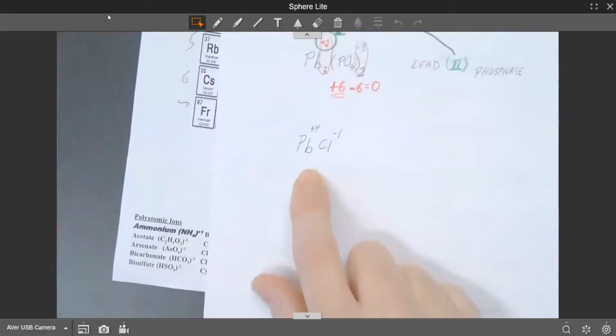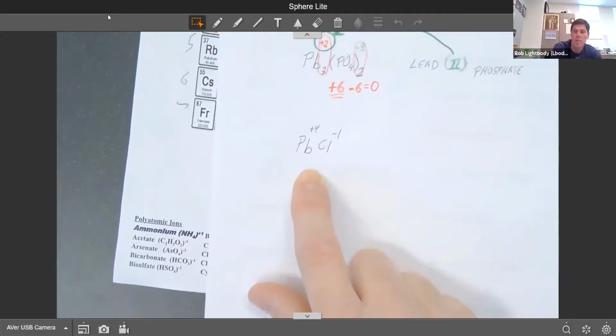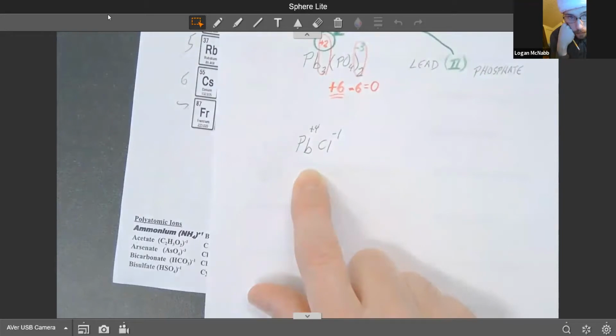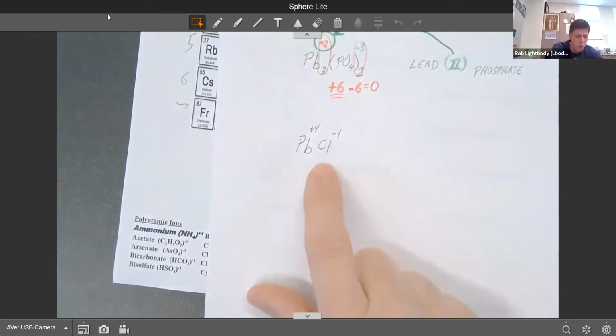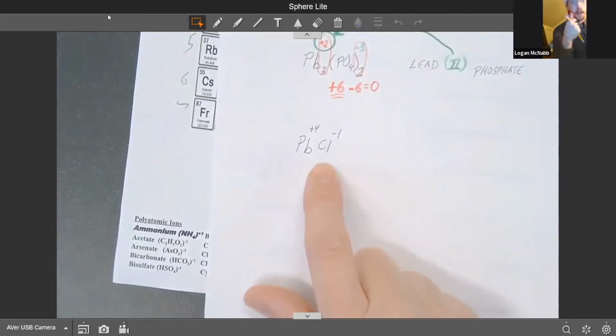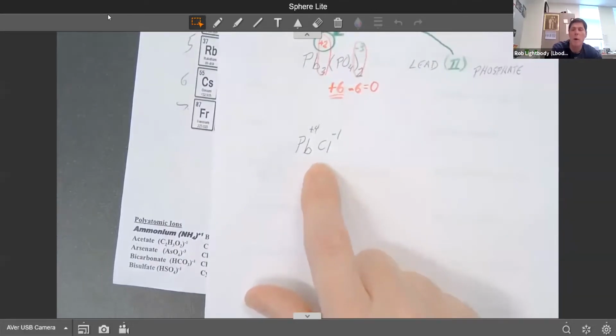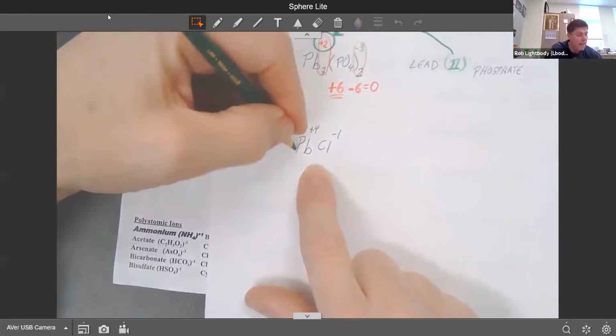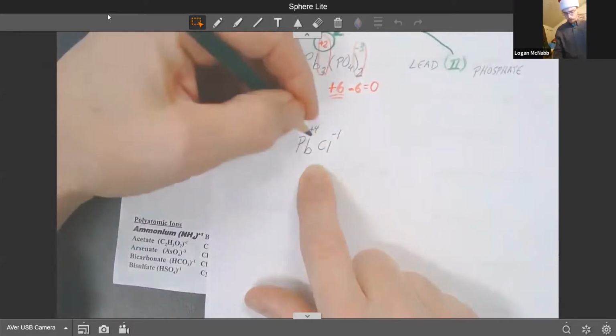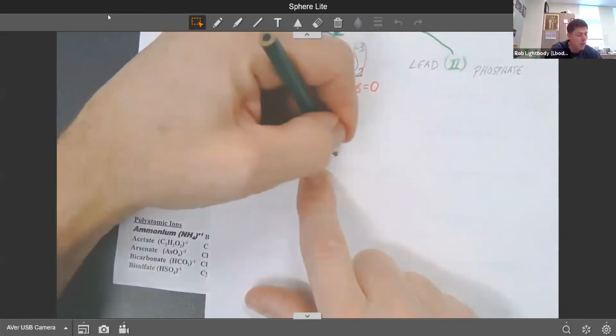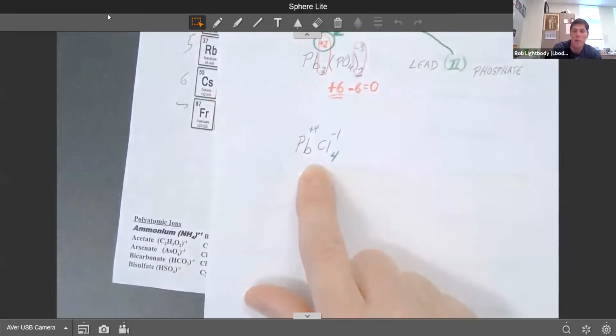Let's say I gave you this. Could you tell me the formula? Lead 4 chloride. Okay, you said lead 4 chloride. How would I write that? Lead Roman numeral 4 chloride. Actually, when I was talking about writing the formula, I was looking for you to tell me PbCl4. That's what I was looking for you to tell me.